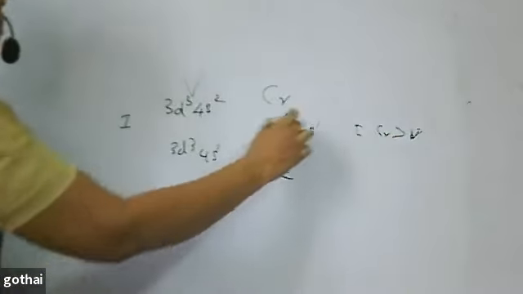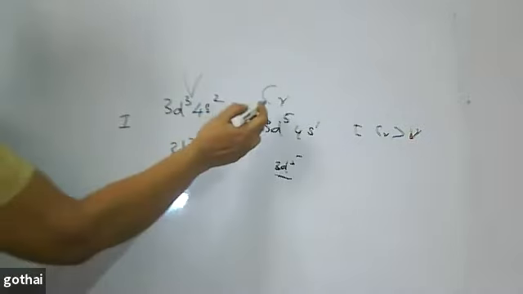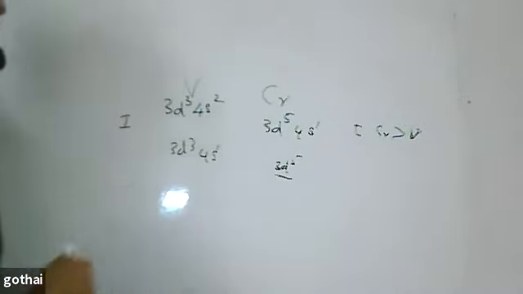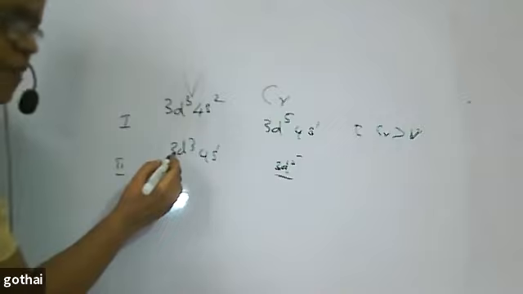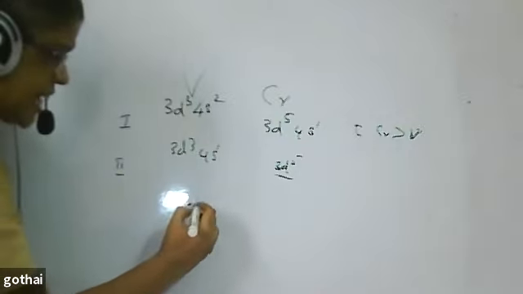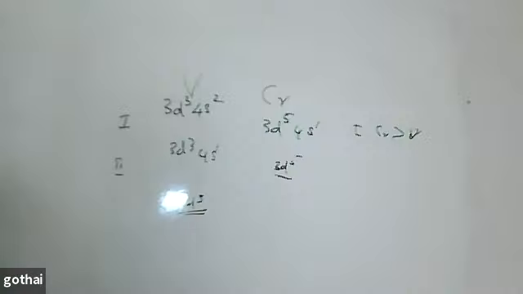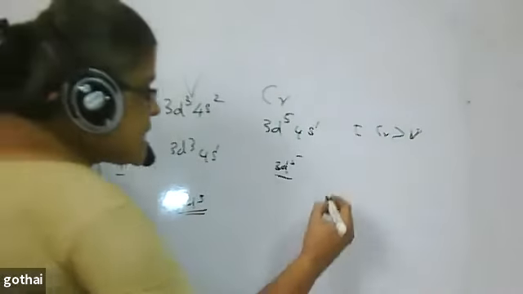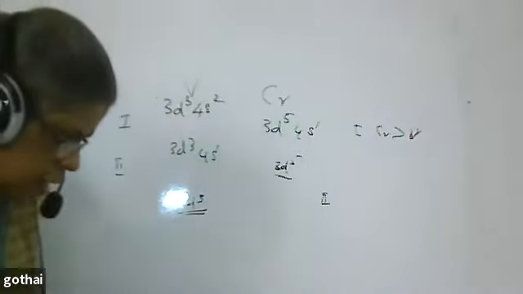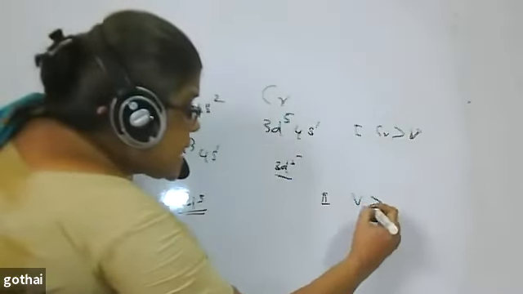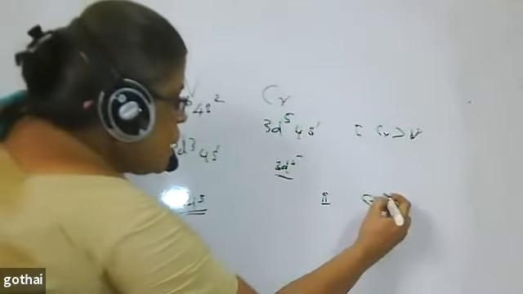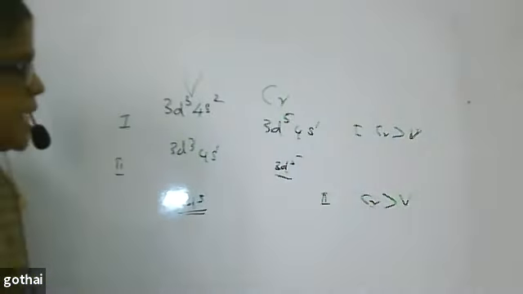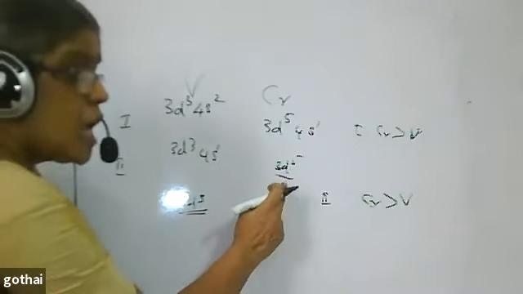Why? Because when I move along the period, the size of the atom decreases. So chromium has higher ionization enthalpy than vanadium. When I talk about the second one, chromium is moving from stable to unstable, whereas vanadium is moving from unstable to stable. Why? 3d3, the t2g configuration, is stable. So the second ionization enthalpy of chromium will be greater than vanadium, because it's moving from stable to unstable, requiring a very large amount of energy.